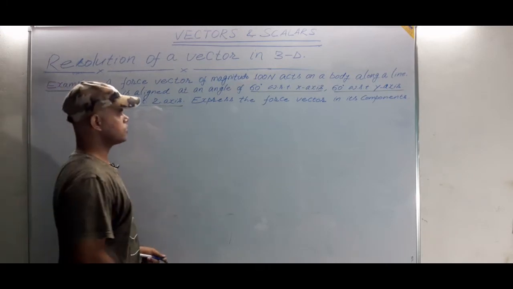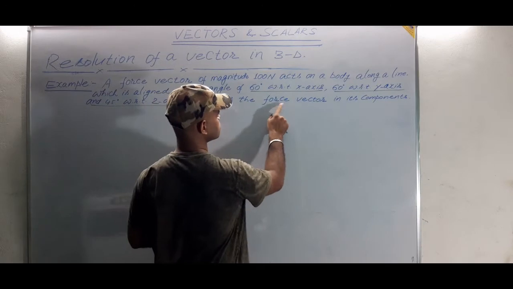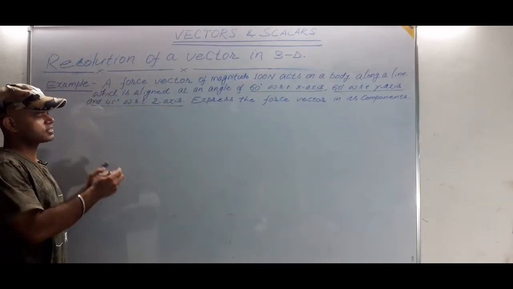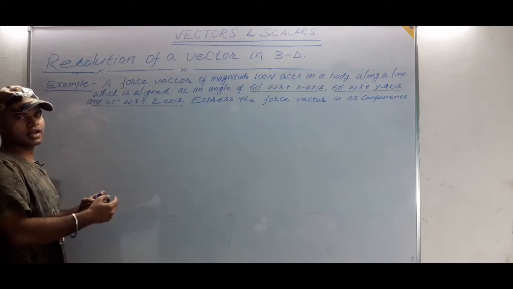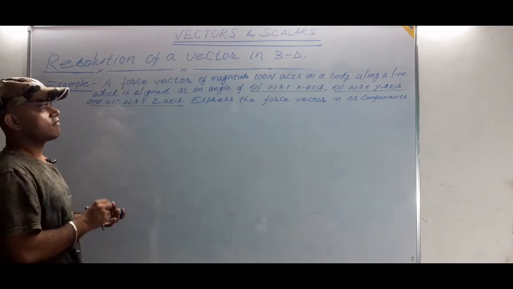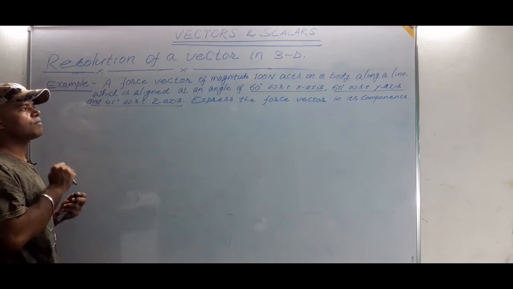So what do we have to do? We have to express the force vector in its components. Means you have to write the force vector in its components like xi plus yj plus zk. Means first of all you will have to find the components of the vector.